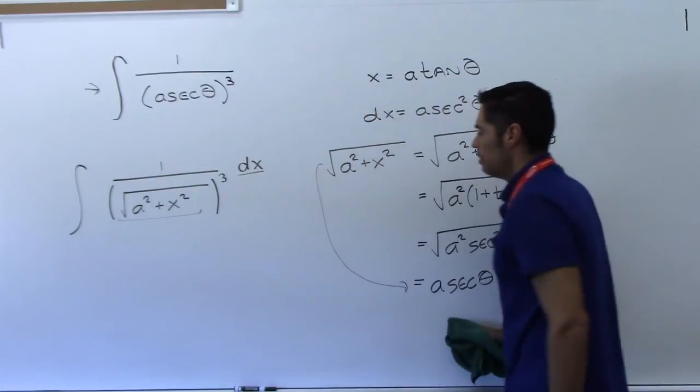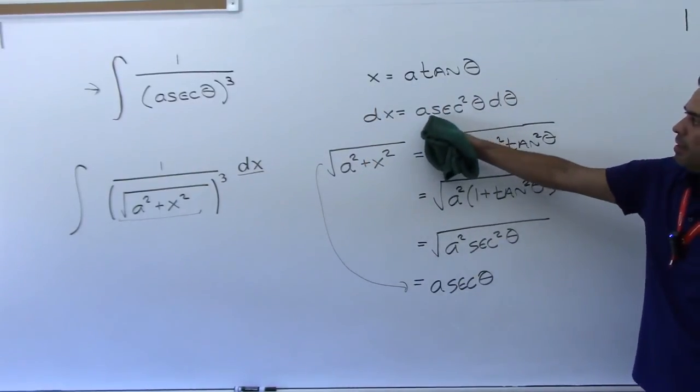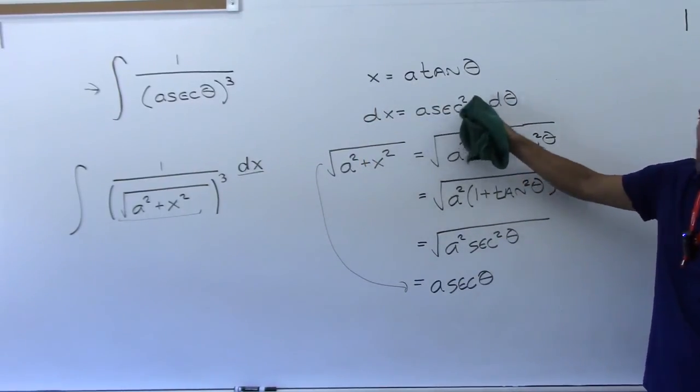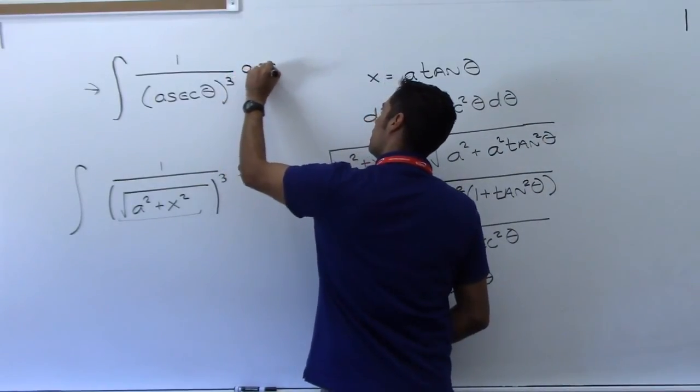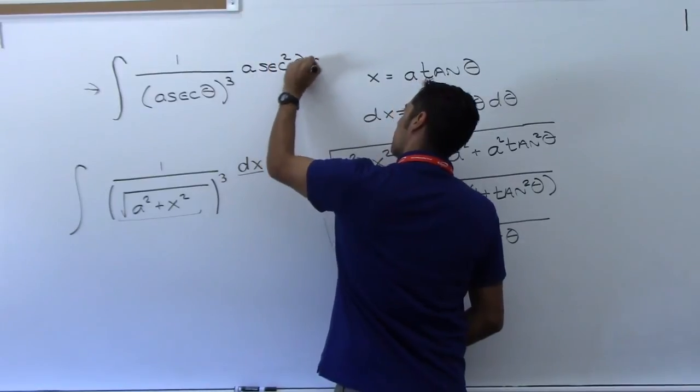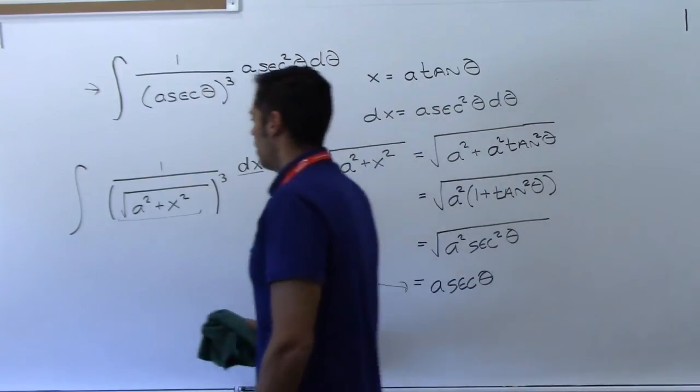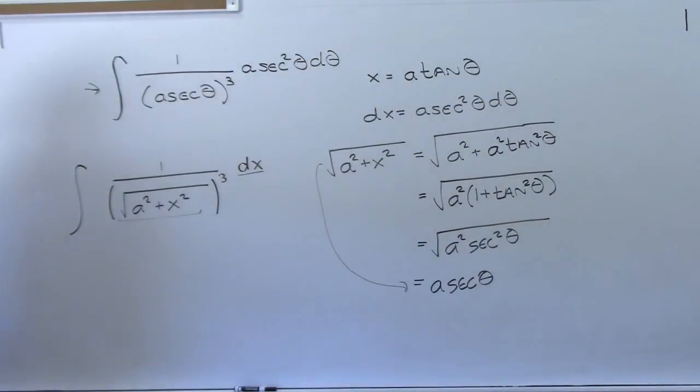dx is secant squared theta d theta. Oh, that's nice. We got lucky. We got real lucky there. You see why? Because it basically becomes cosine. Yep, that's going to become cosine.